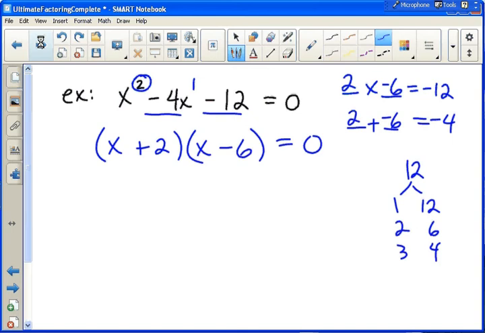Now, in the other lessons we would be finished because we factored. But for this lesson, we're not done. We have to solve for x. Here's the reason you have to make sure things are set equal to 0.